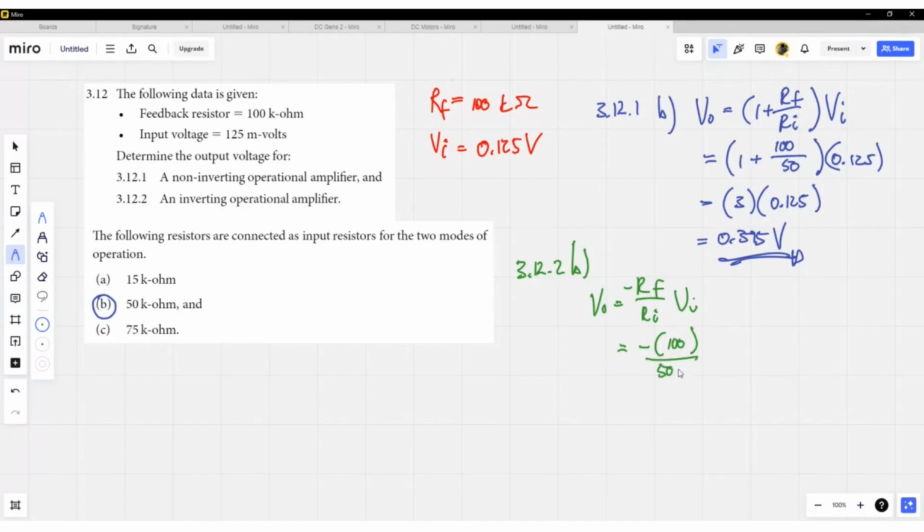Again, the kilo ohms cancel each other, or the kilo values. Then 0.125. Again, 100 divided by 50, that's 2. So that's 2 times 0.125, which is minus 0.250 volts, or 250 millivolts, however you want to write it down.